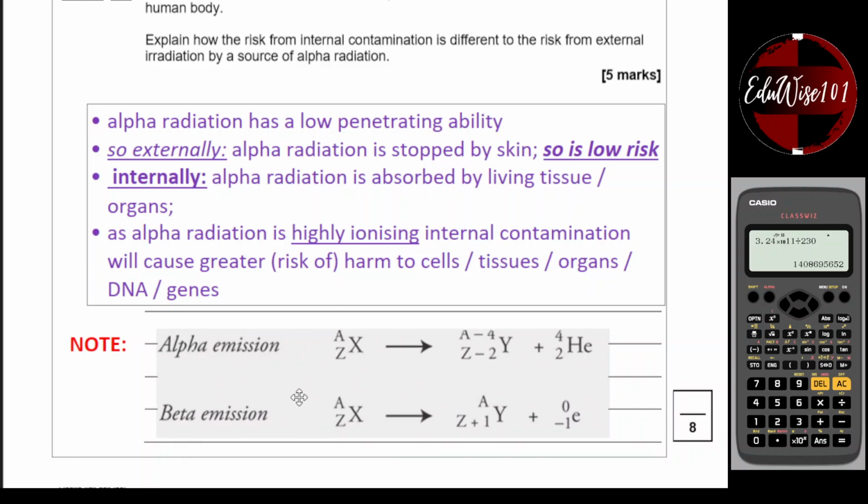Now, just a quick note on nuclear decay equations. Remember, you should be able to interpret nuclear decay equations and what happens to the mass and the proton number. So if it was alpha emission, the mass number actually reduces by 4 and the proton number reduces by 2. If it's beta emission, the mass number stays the same and the proton number increases by 1.